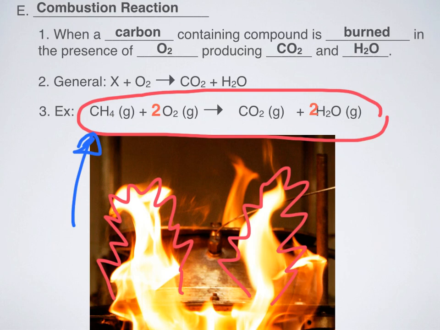So make sure you bring questions if you have any tomorrow, but those are the five types of reactions.